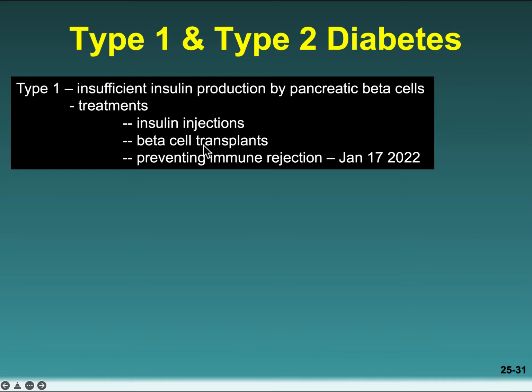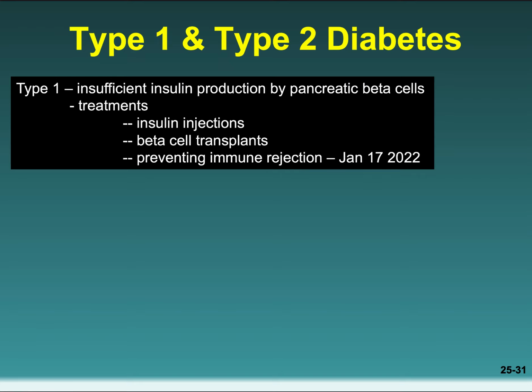So if we can successfully transplant beta cells into people with type 1 diabetes, and we can prevent the immune system from attacking them, we could essentially cure type 1 diabetes. That's very, very cool. So, who knows, maybe it's something you'd like to work on.